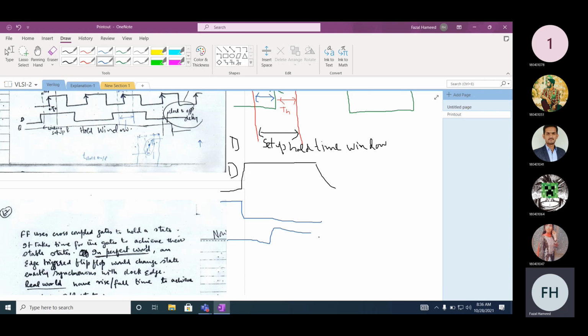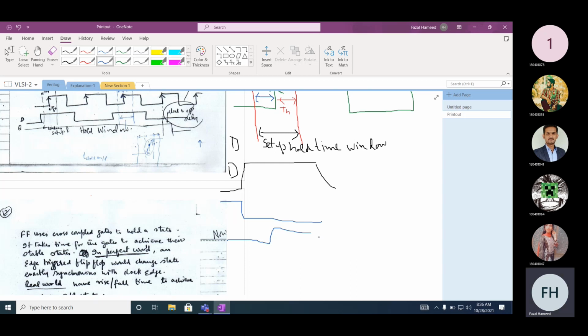No, there is some window. Why is this window required? Because this flip-flop by itself has some delay. If you look at the flip-flop, it has some cross-coupled gates, and for these cross-coupled gates to be stable, they need some delay. These gates have some delay.